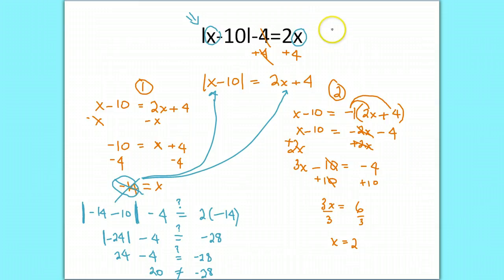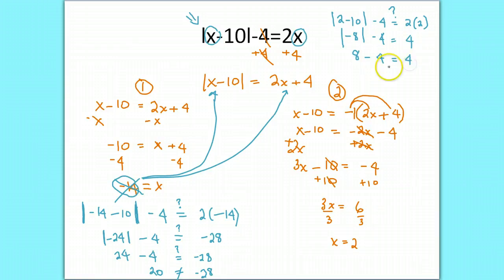Okay, so now I'm going to do the same thing with 2. I'm going to do that up here. So I'd have the absolute value of 2 minus 10 minus 4. Is that equal to 2 times 2? Question mark. So 2 minus 10 would give me negative 8. 2 times 2 on the right side is 4. Absolute value of negative 8 is positive 8 minus 4. And yes, 8 minus 4 is 4. And that equals 4 on the right side. So this would be my only answer to this equation.